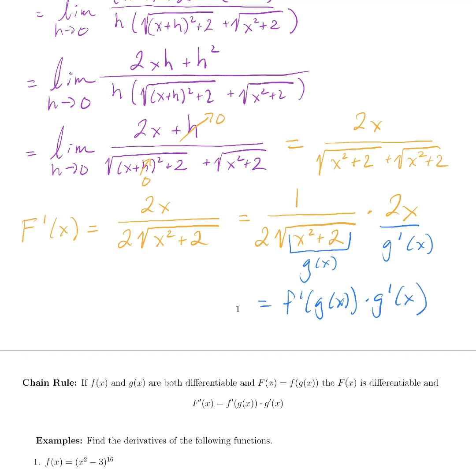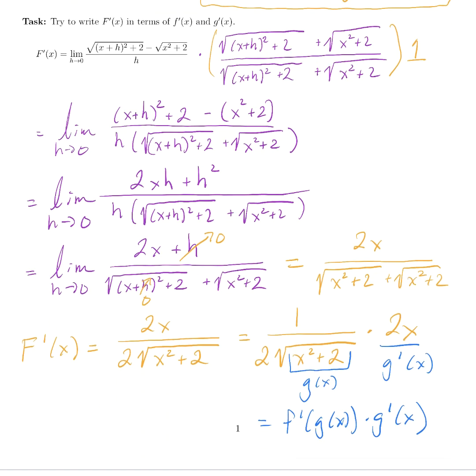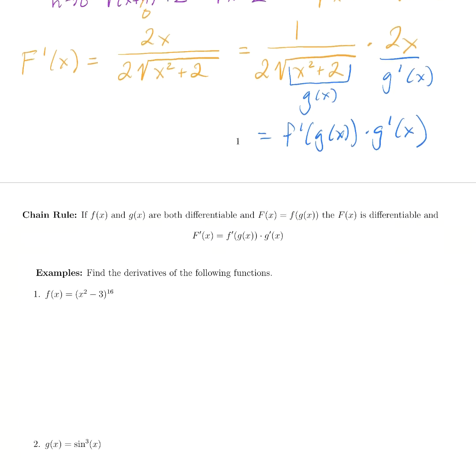Okay, there's an example. Let's go back and make sure we see what we did. We rewrote capital F as a composition of two functions, f composed with g. We looked at their derivatives, which we could take. The only tool we had at this point for taking the derivative of capital F was the limit definition. We did that, and then we were able to rewrite the derivative of capital F in terms of the derivatives of the two functions it was composed of. So this is the chain rule.